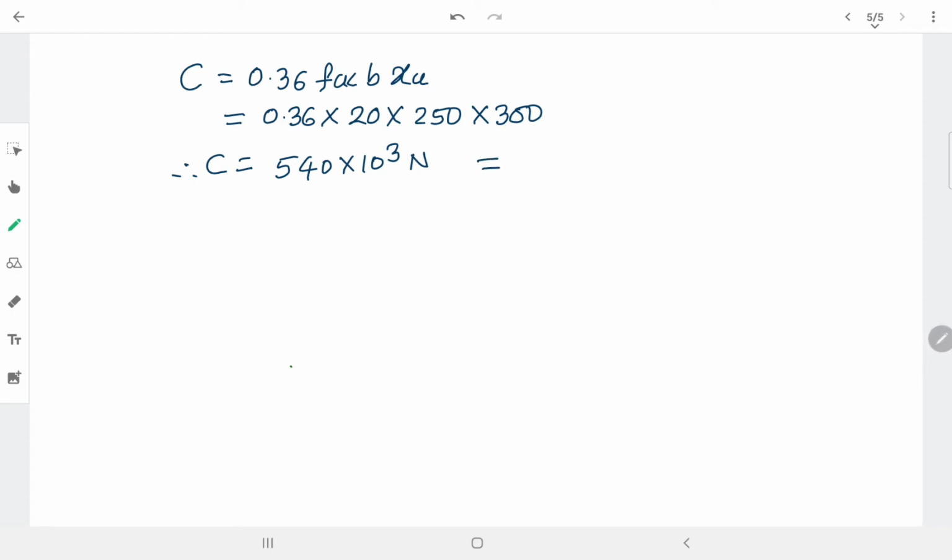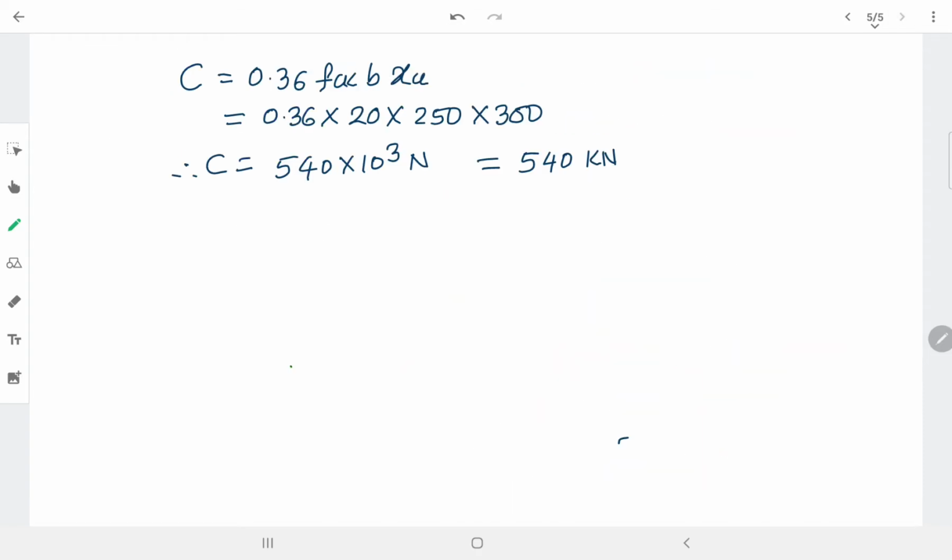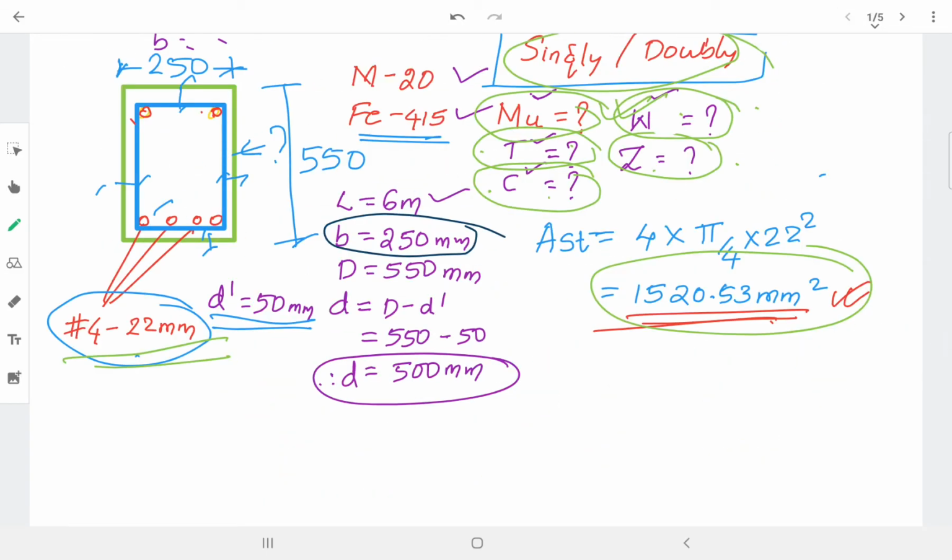Okay, so this will be equal to, when you convert Newton into kilonewton, 540 kilonewton. Here you can check, there is a slight difference. There is not much difference between T and C; both values will be quite similar. In this way we'll be calculating the unknown values.